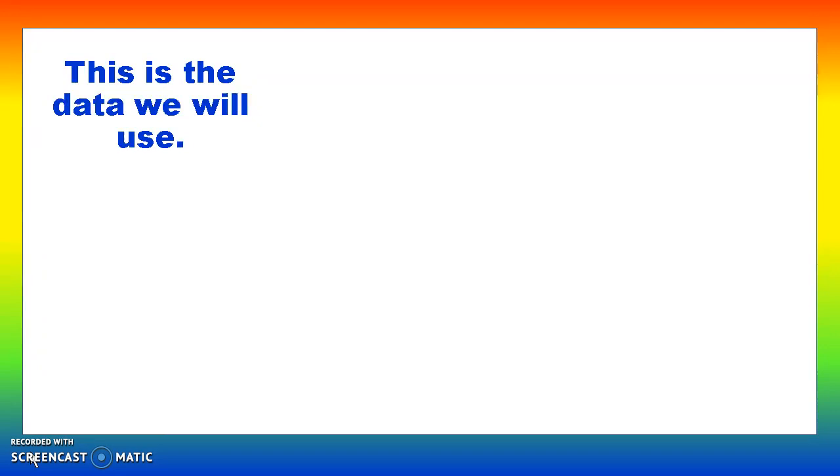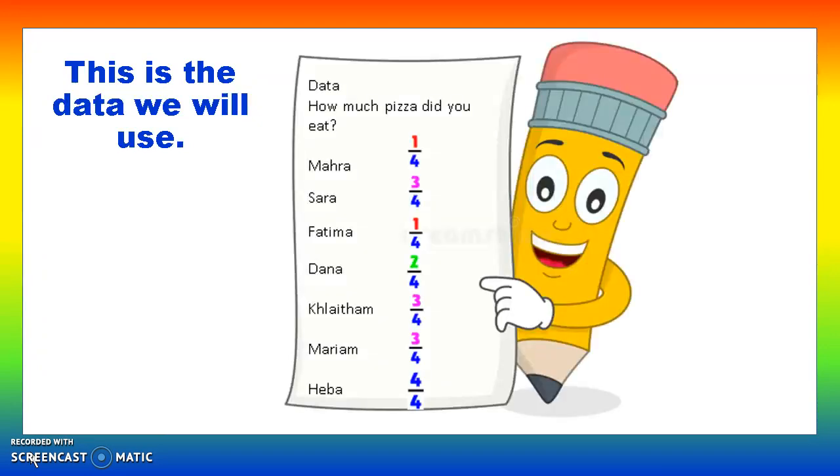This is the data we will use. Data: How much pizza did you eat? Magra ate 1/4 pizza. Sarah ate 3/4. Fatima ate 1/4. Dana ate 2/4. Clatham ate 3/4. Miriam ate 3/4. And Heba ate 4/4. Who can tell me what 4/4 is equal to? Yes, correct. 4/4 is equal to 1 whole.